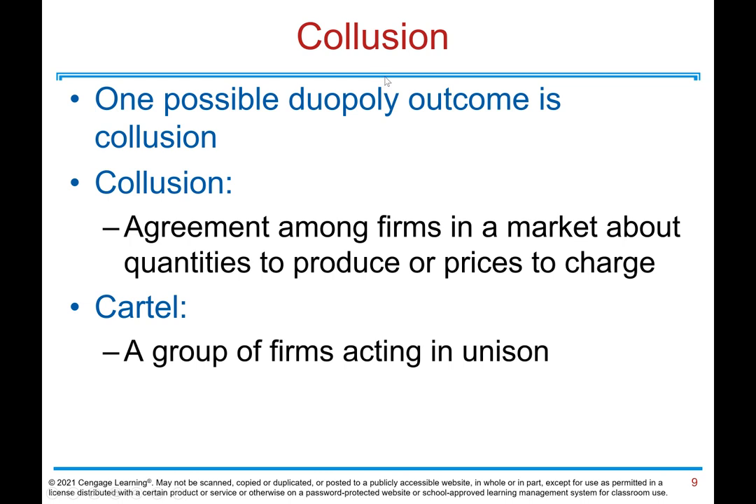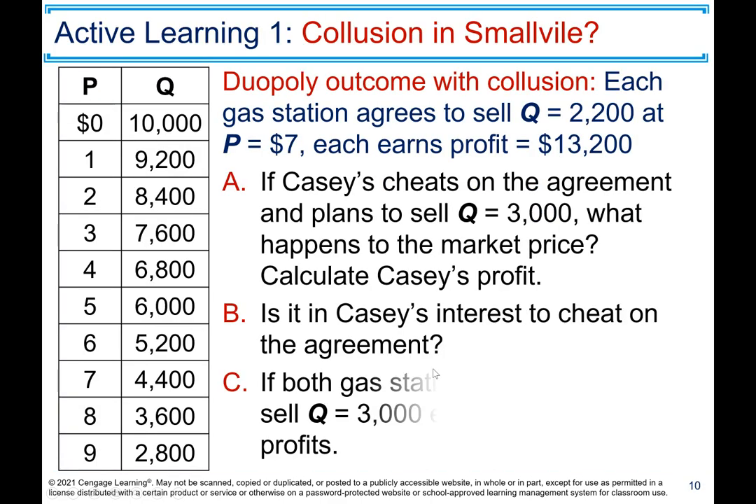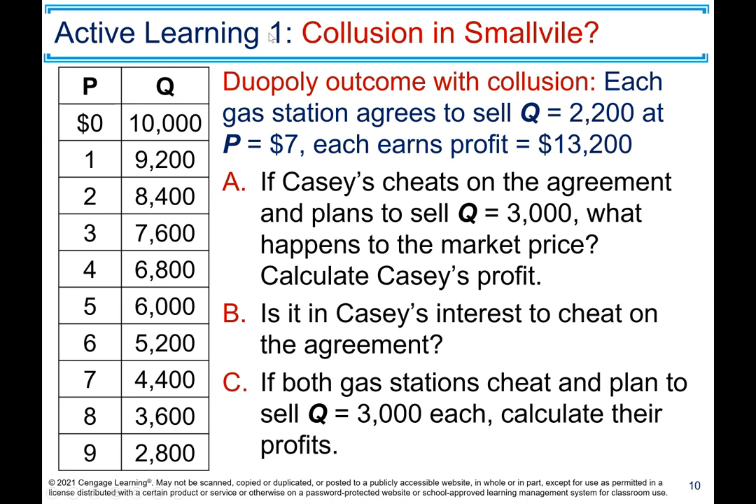Collusion. One possible duopoly outcome is collusion. Collusion is an agreement among firms in a market about quantities to produce or prices to charge. A cartel is a group of firms acting in unison.